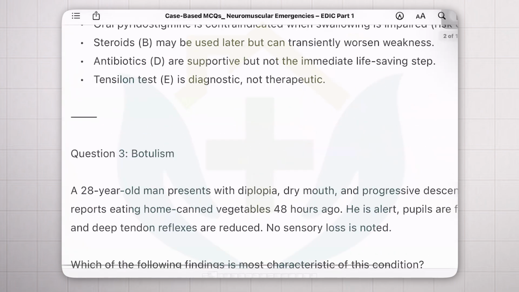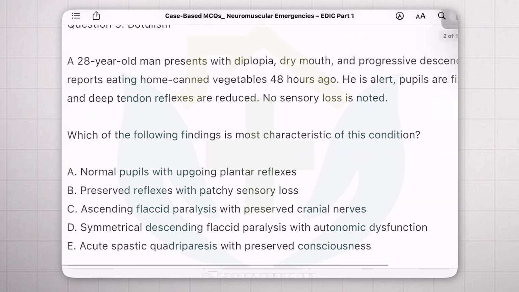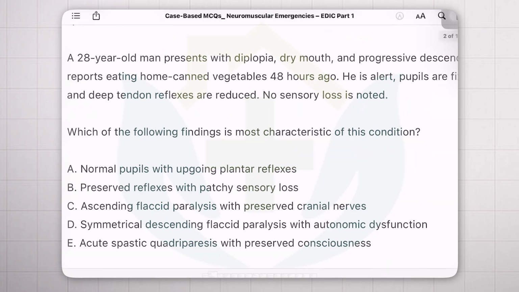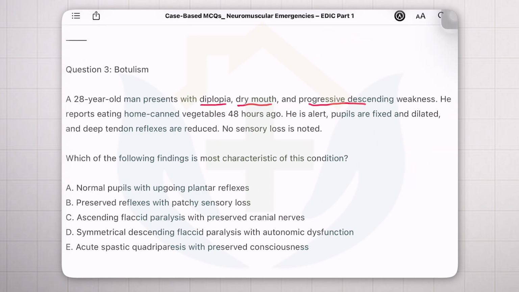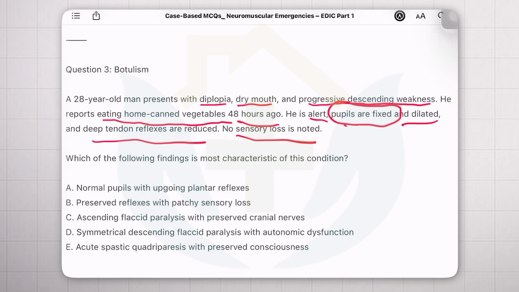All right. The next question is about botulism. A 28-year-old man presents with diplopia, dry mouth, and progressive descending weakness. So in Guillain-Barré, it is usually ascending weakness. In botulism, it is descending weakness. He reports eating home canned vegetables 48 hours ago. He is alert. His pupils are fixed and dilated, and deep tendon reflexes are reduced. No sensory loss is noted. Which of the following is the most characteristic of this condition?